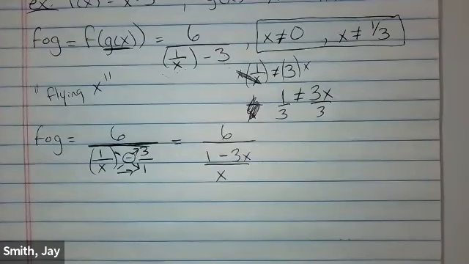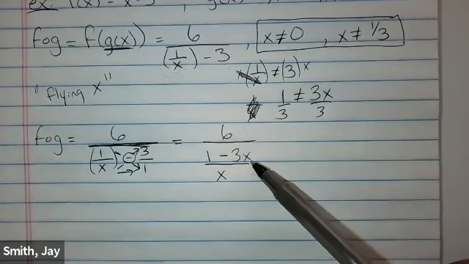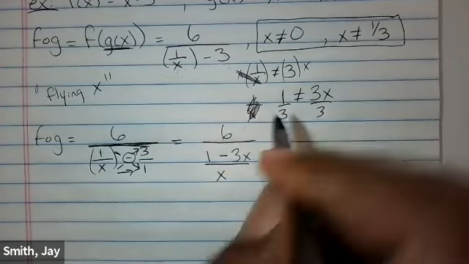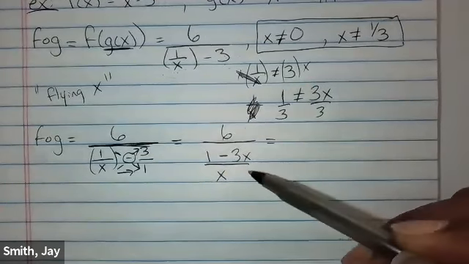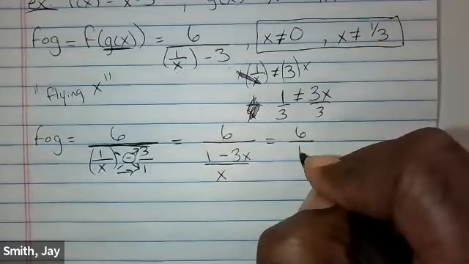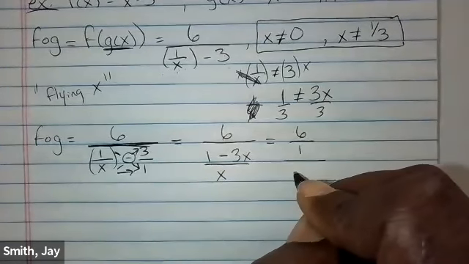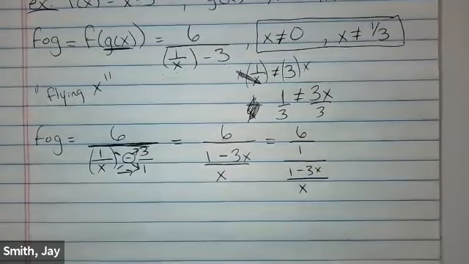All right. So now we have the complex fraction, 6 divided by the fraction (1 minus 3x) over x. Now, technically, we can't divide a whole number by a fraction, especially when it's abstract like so. So what I would do is rewrite 6 as a fraction and divide it by that same fraction, (1 minus 3x) over x.